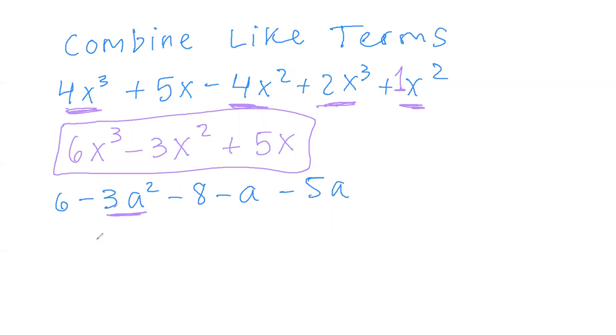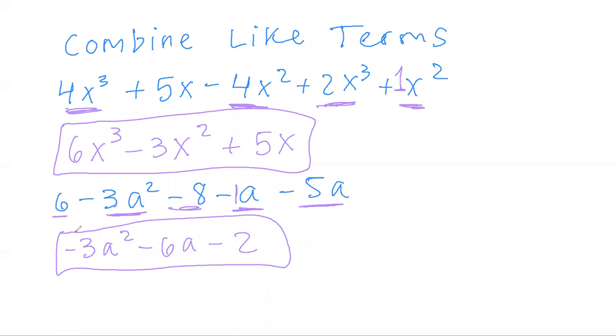So starting with the negative 3a squared, I don't have anything to combine it with, so I just have negative 3a squared. I look at my negative 5a and then the minus a. So again, we think about it as negative 1 minus 5a, so that's negative 6a. And then lastly, the 6 minus 8, so I get negative 2.